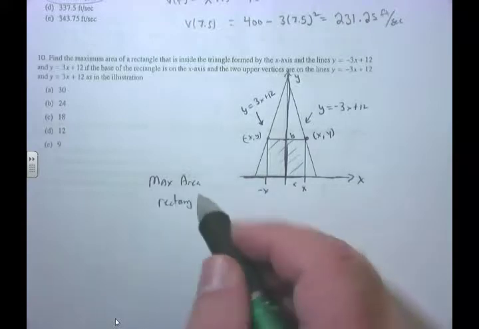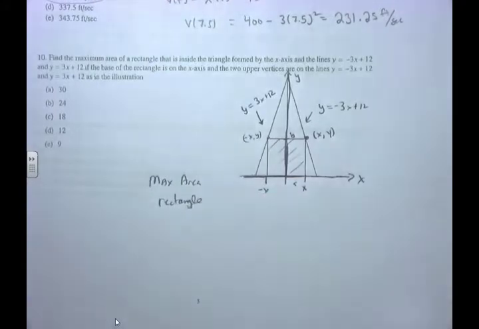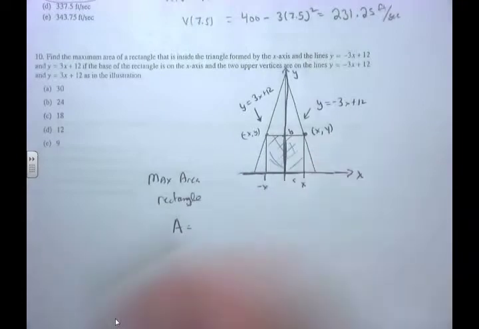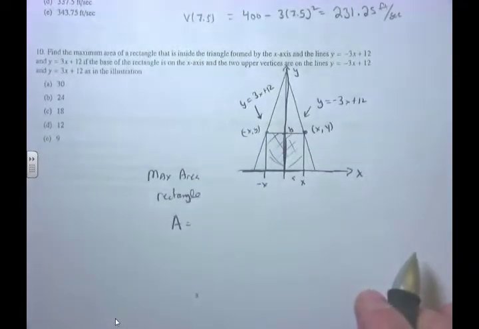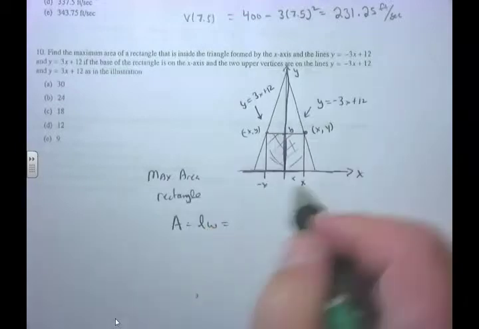Our objective is to maximize the area of the rectangle. Okay? What is the area of the rectangle? We're talking about this area right in here. Based upon the units and the variables that I put, it's a rectangle. Area is length times width, but I got to use my variables.